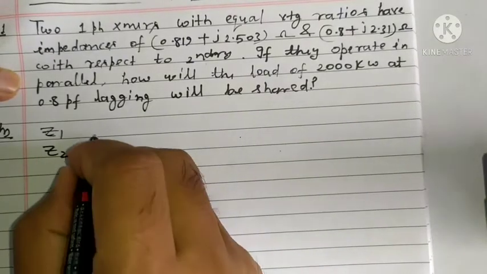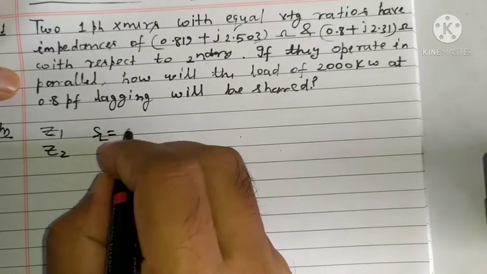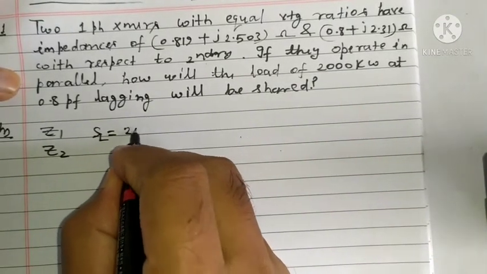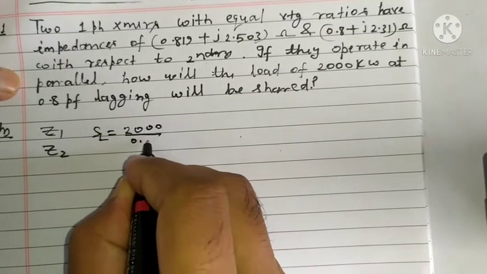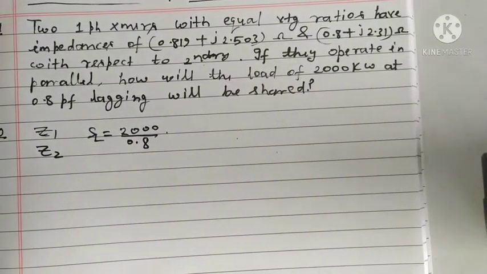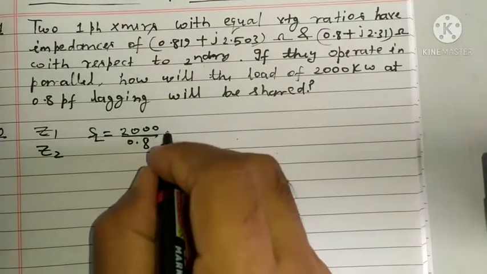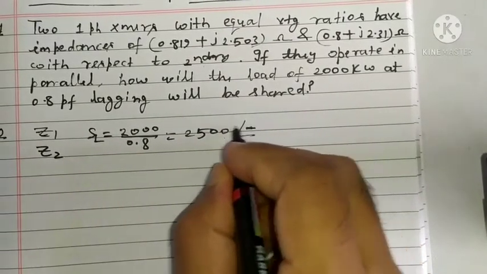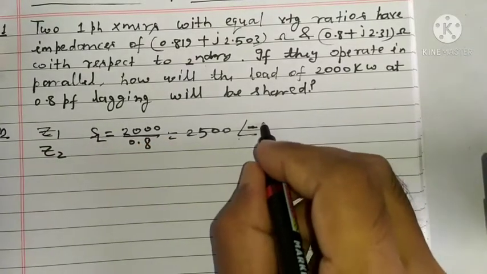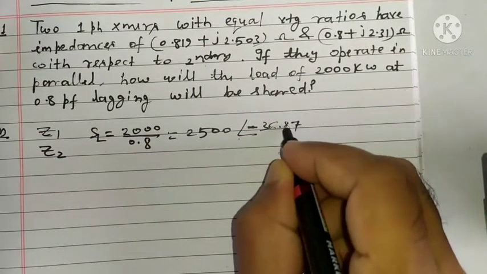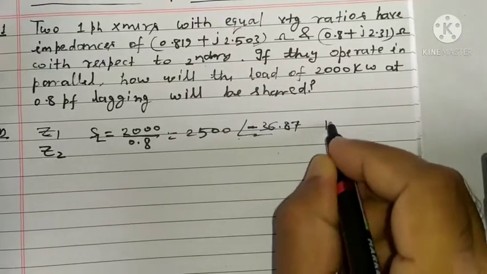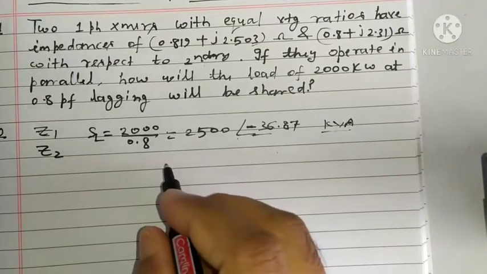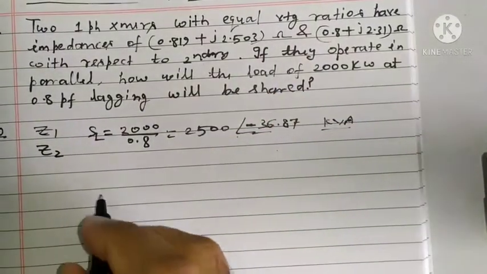So the load SL is 2000 kilowatt, so I can find the kVA: 2000 by 0.8 power factor. 2000 by 0.8 is what? It is 2500, at an angle of minus, lagging power factor is 0.8, so it is minus 36.87. Cos phi is 0.8, so phi is this. This is the load kVA.